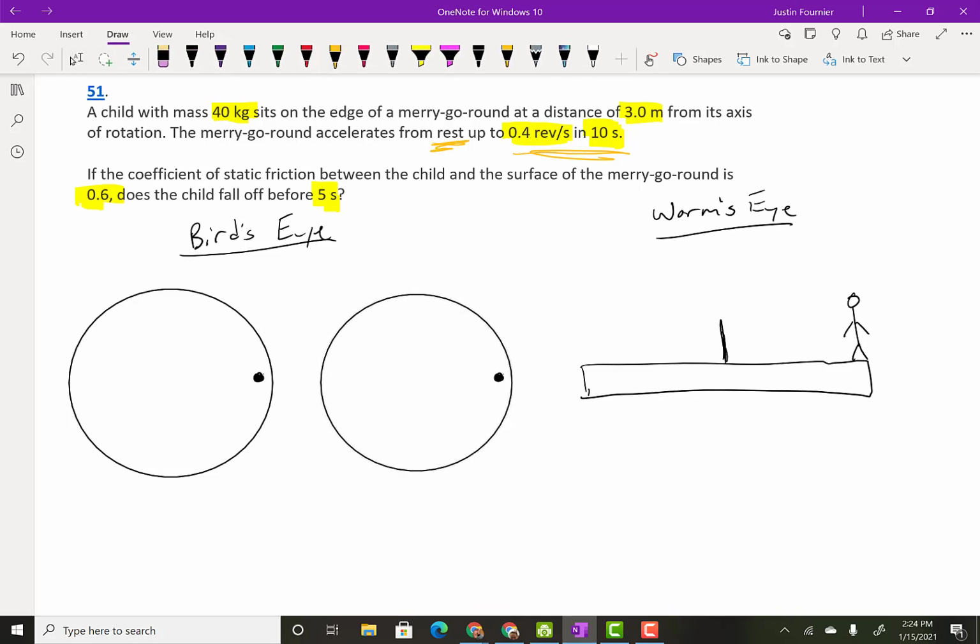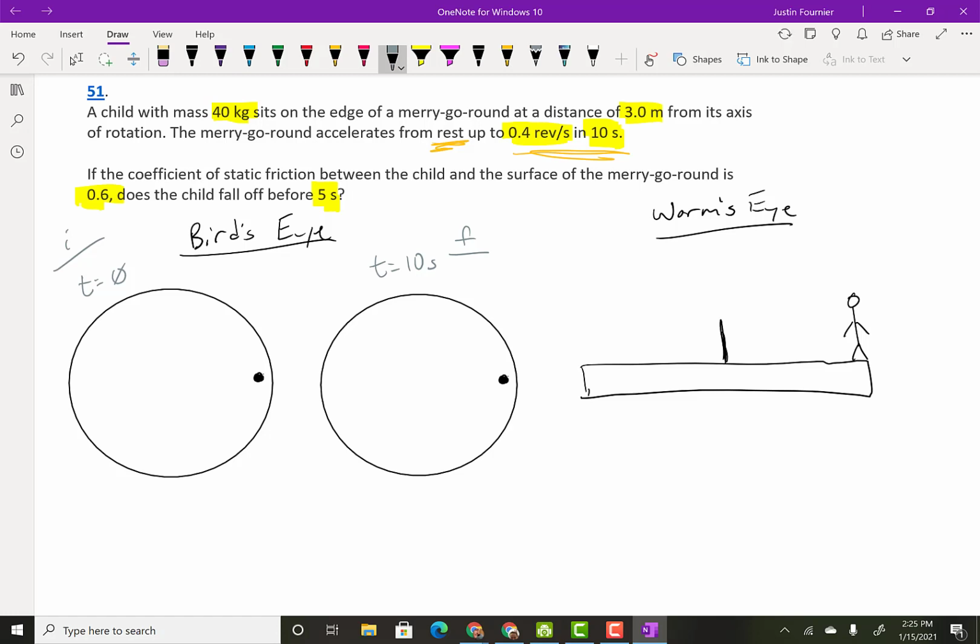So I started off drawing this. We've got a bird's eye view and a worm's eye view. Here is at time t equals 0 seconds, and here will be t equals 10 seconds, just to show that what's essentially happening here is it's speeding up. This is my initial moment and here's my final moment, because there are multiple things happening here.